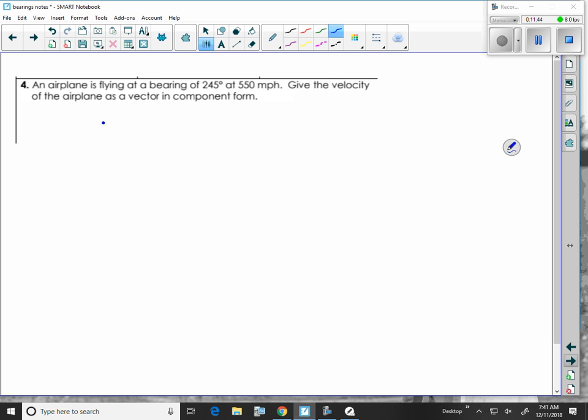So let's go ahead and draw this first. I always draw it. It makes life a little bit easier. If they're giving you degrees, like they're giving you 245, that's a true bearing. So if we were to go 245, let's see, that would be 180. This is 270, so like, I don't know, there. Okay, so that is 245 degrees.